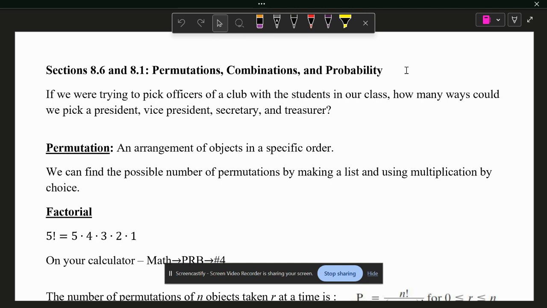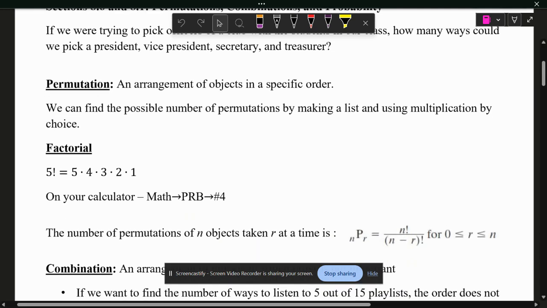So if I have a committee, that's a big keyword, committee, or things that I'm choosing where order just doesn't particularly mean much. And then the last thing you need to know with these notes is probability means percent. So with probability, you're going to have some type of fraction that's going to give you some type of percent. Okay. So let's talk a little bit about permutation.